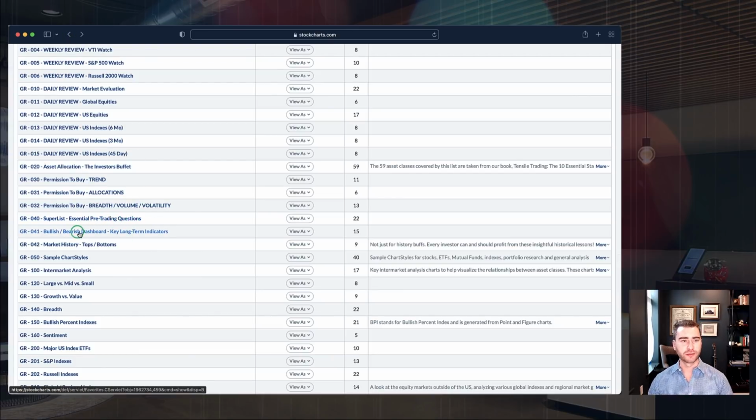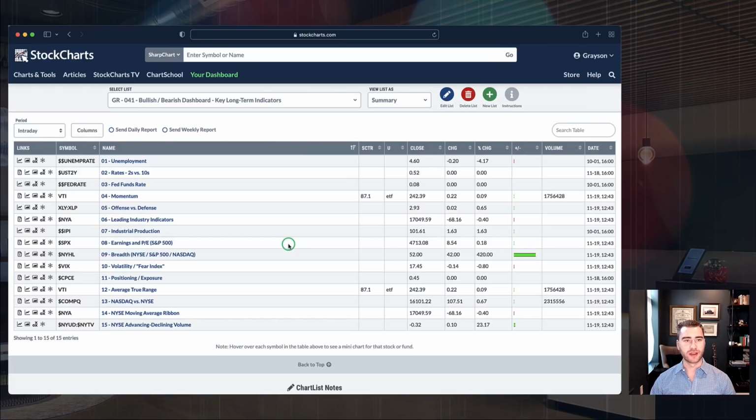We have key long-term indicators, what we call our bullish and bearish dashboard. We'll dive in there and show you some of the key long-term indicators that are included.